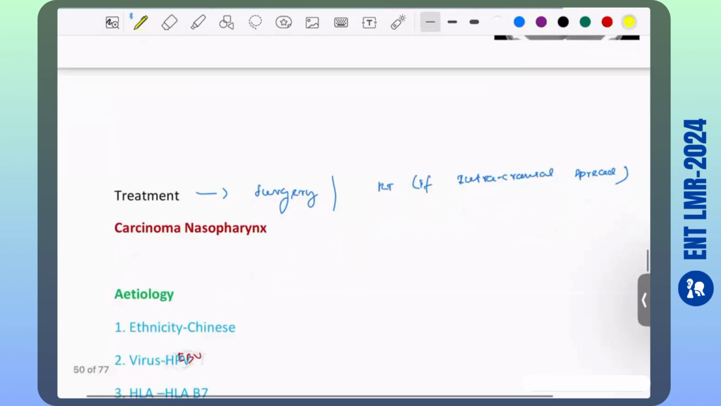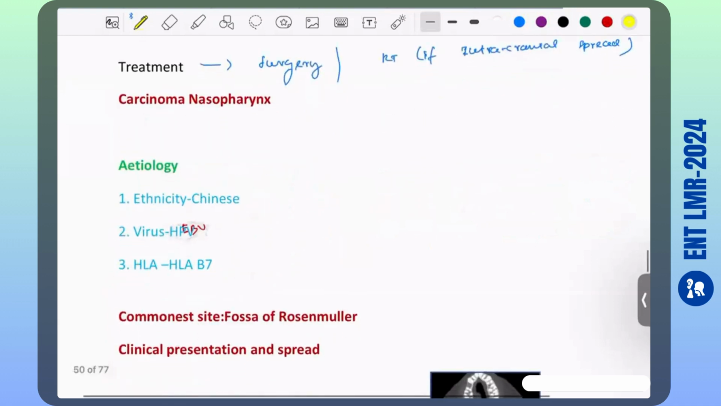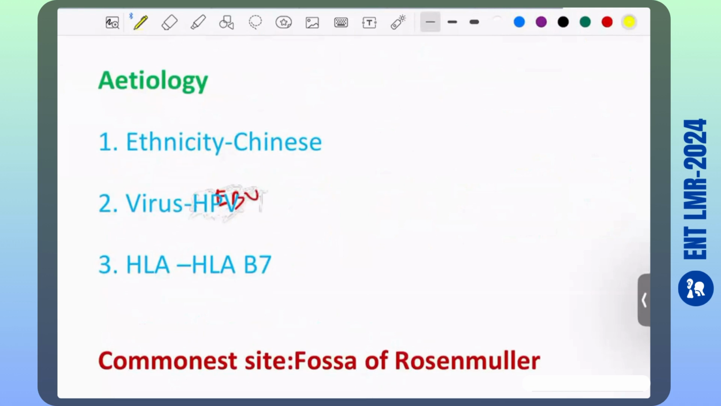The second one is malignant tumor of the nasopharynx. That is also very important. Carcinoma nasopharynx.